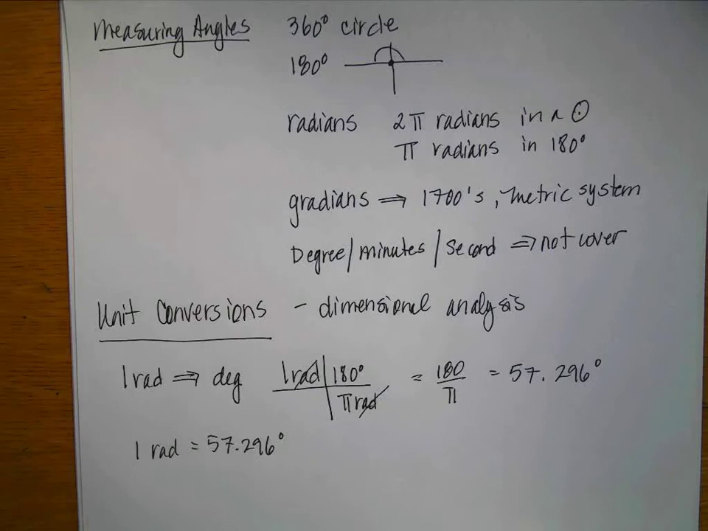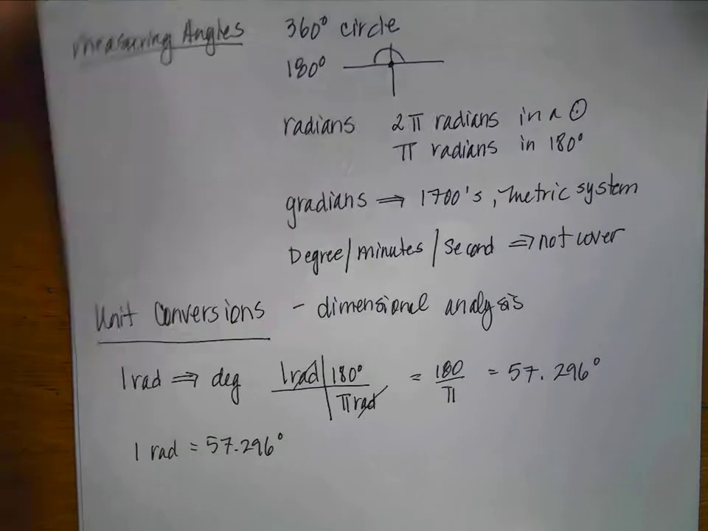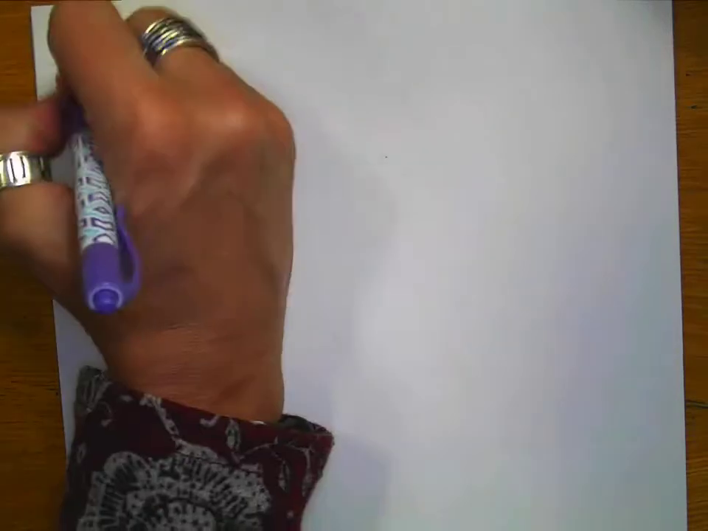Alrighty? The default for higher level math is radians. When you get to calculus, 99% of the problems are going to be done in radians. So that is why we spend so much time in PreCalc going back and remembering how to do that math.